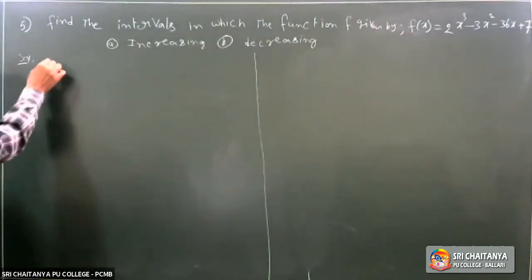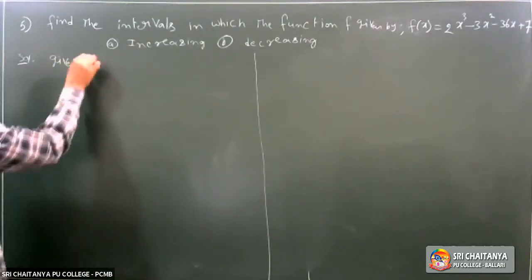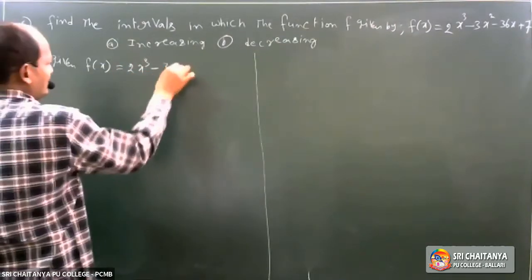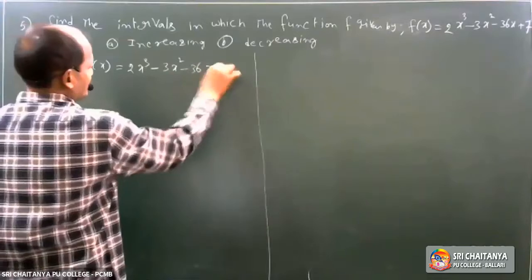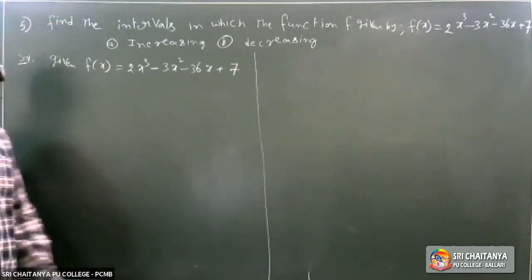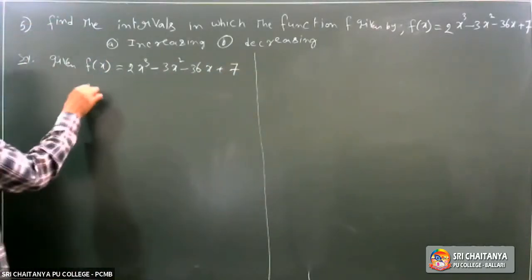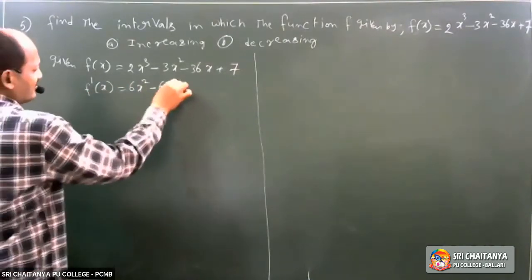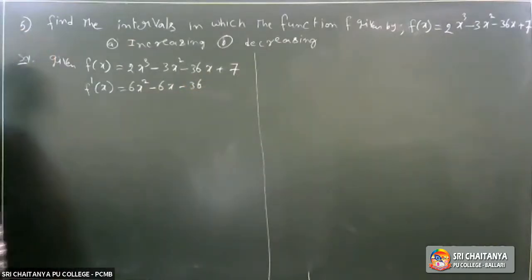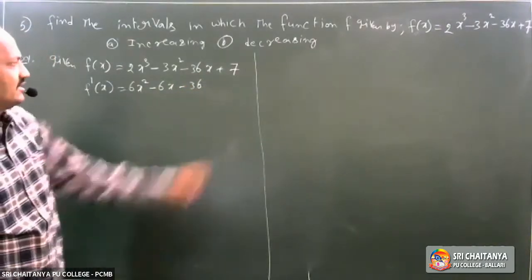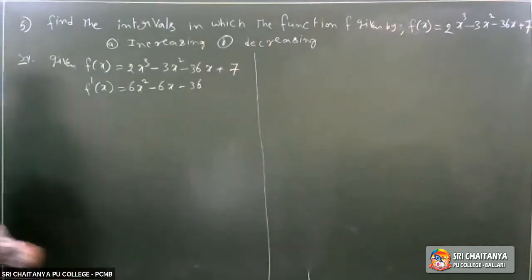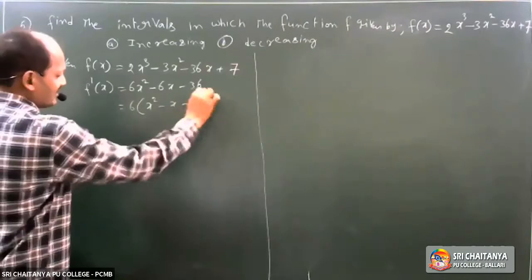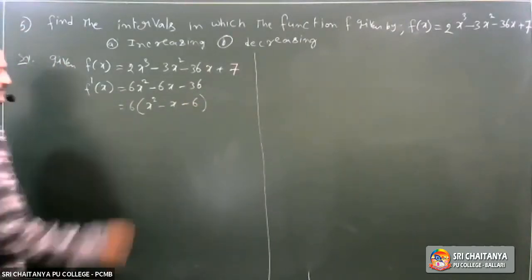So first, given f of x is equal to 2x power 3 minus 3x square minus 36x plus 7. The first derivative f dash of x is 6x square minus 6x minus 36 plus the derivative of 7, which is 0. It is 6 into x square minus x minus 6.